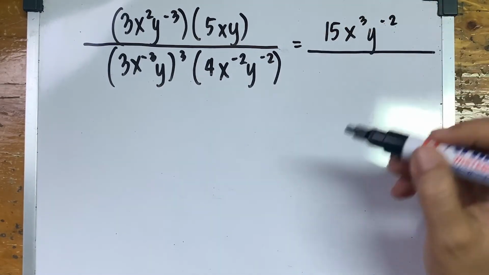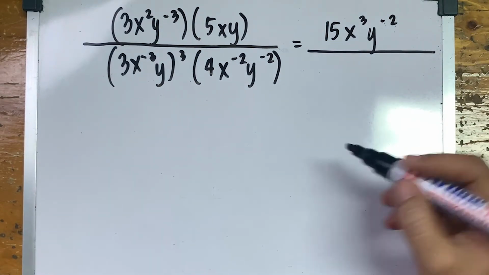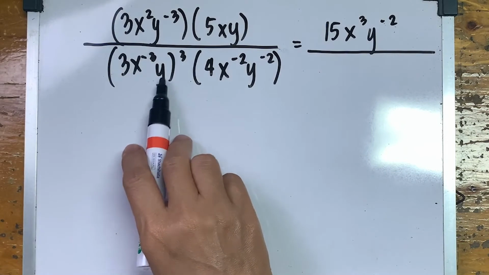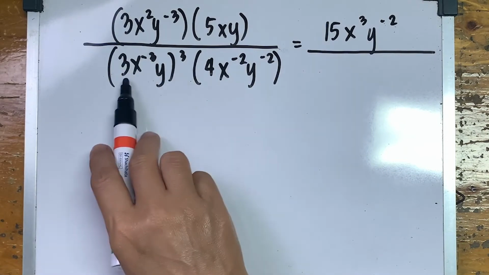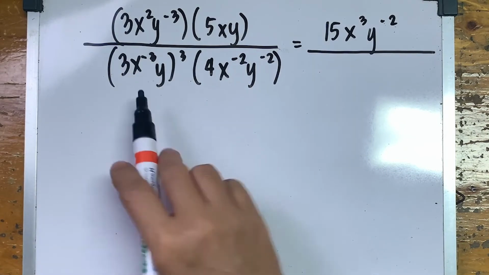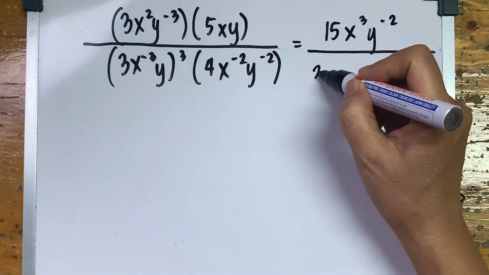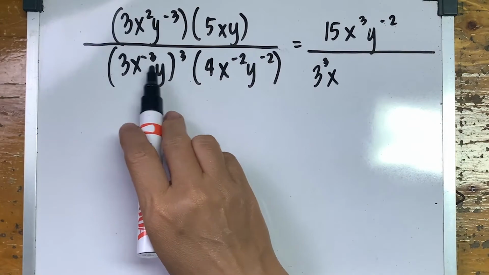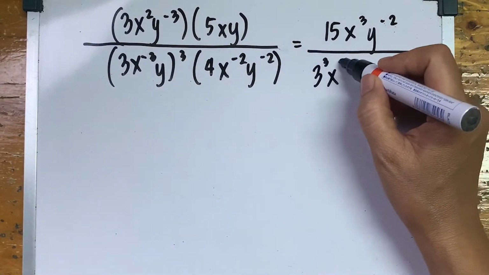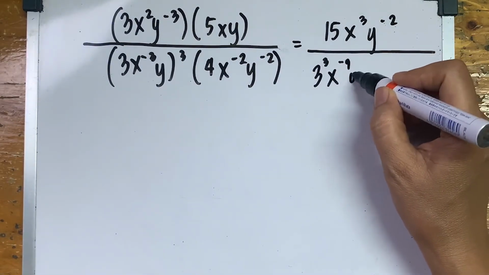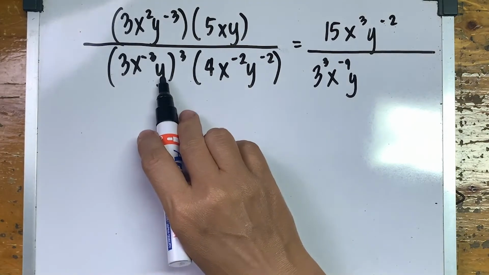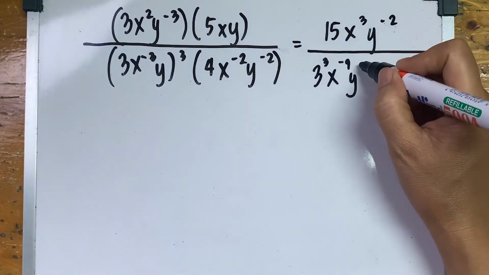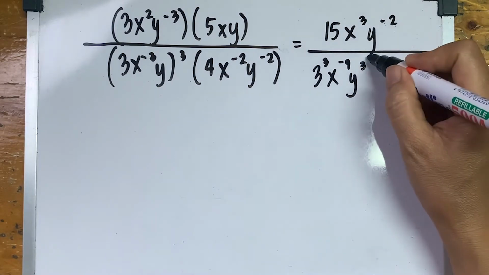All right. Let's work on the denominator. Let's work on this one. Okay, this quantity is raised to the third power. So everything has to be raised to the third power. So it will be 3 to the third power. X, okay, negative 3 times 3 will give us x to the negative 9. And then y, okay, this has an exponent of 1, times 3 will give us y to the third power.